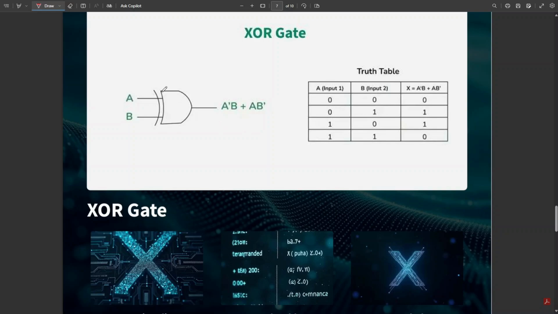So a regular OR gate looks something like this, right? But an XOR gate will actually have an extra curve just here.